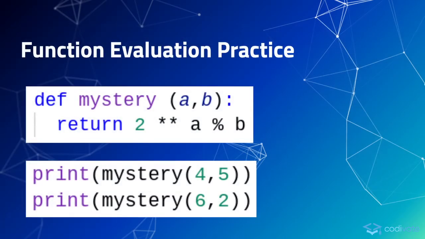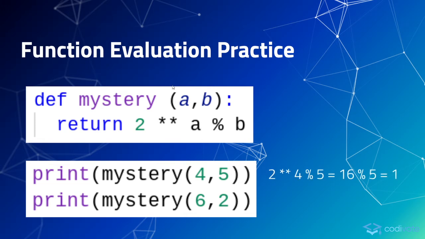Let's get some practice with evaluating functions. If we have this function, what will be printed by the following function calls here? You can pause the video, give it a try, and play when you are ready. Alright, I'm assuming you had a go at it. For the first one, our a value is 4, and our b value is 5. Let's take a look at the evaluation.